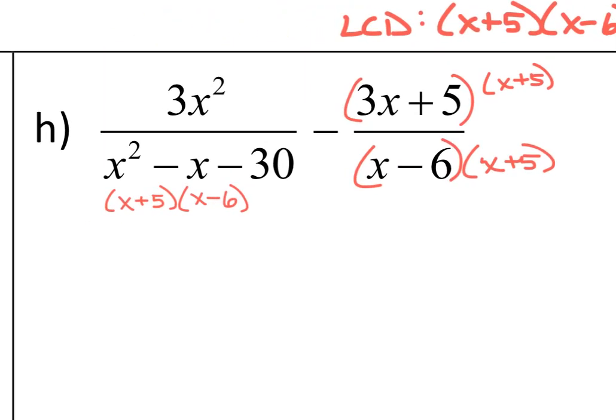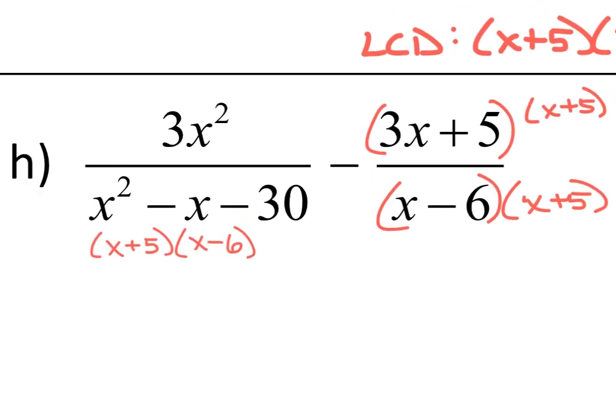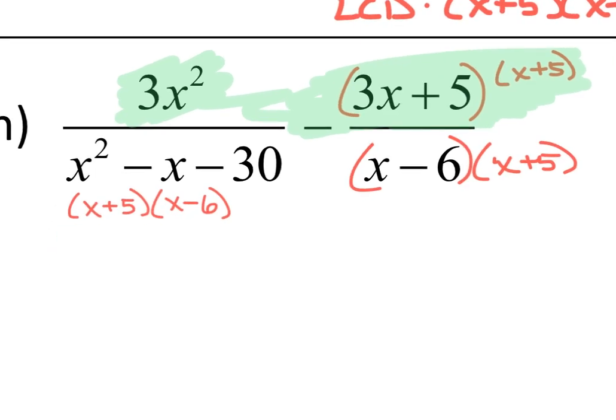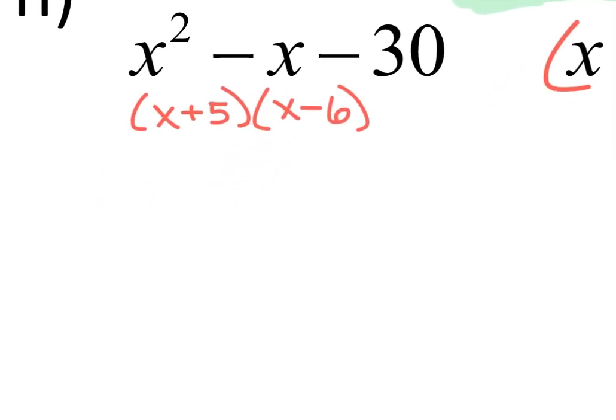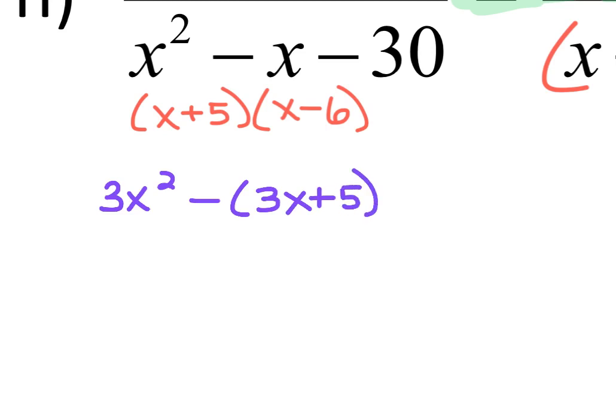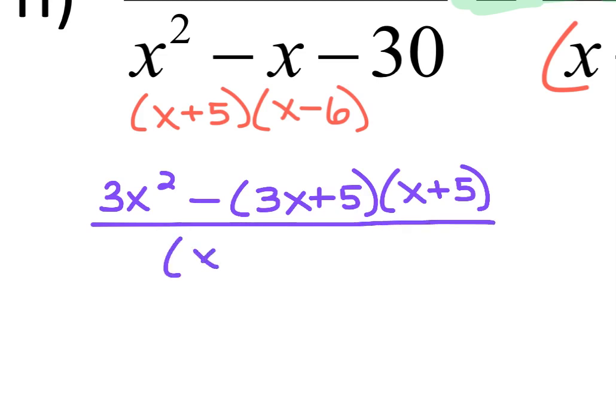Okay, so now remember that your subtraction in the numerator is going to be 3x squared minus, and then this whole thing over here. So it gets ugly before it gets pretty. So I'm going to write all of that out. So I've got 3x squared minus, and then the quantity 3x plus 5 times x plus 5 all over my LCD, which is x plus 5 times x minus 6.